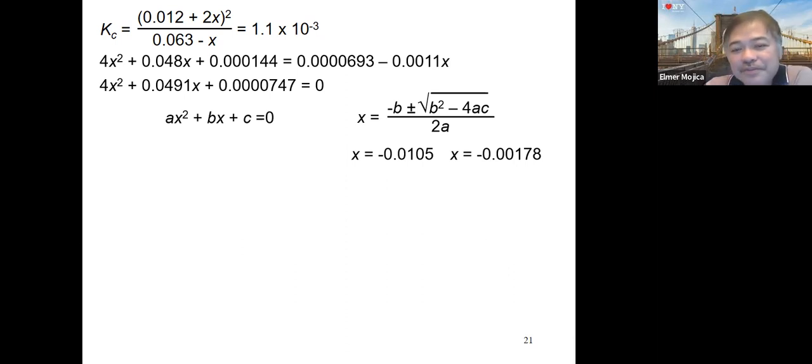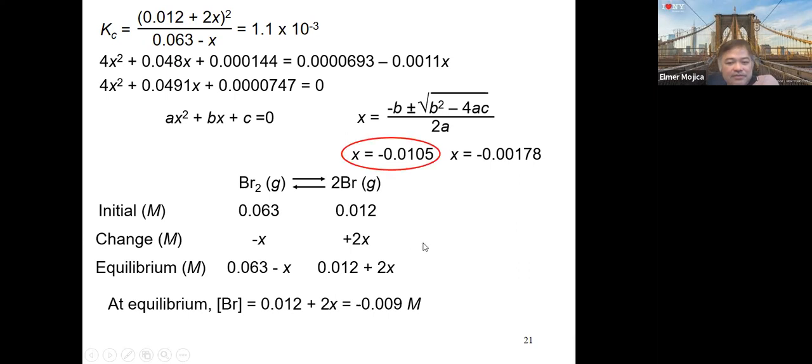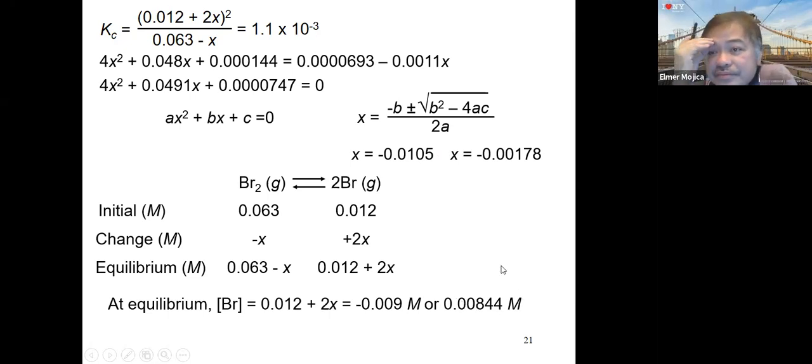So what do you do? You use it in the expression. Okay, so ito yung ICE table mo. As you could see, you can use it to subtract with this one, or you can use it to subtract with that one also. Now, if you're going to use this value, ang makukuha mong value sa 0.012 plus 2x is this one. And the other one, if you're going to use it here, you're going to get this one. So which is the correct x? The first x or the second x? When you get the values here, these are what you get.